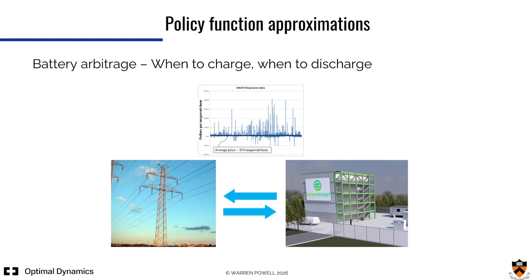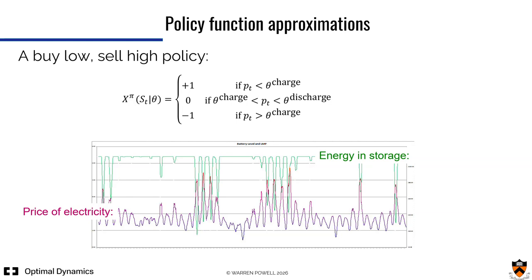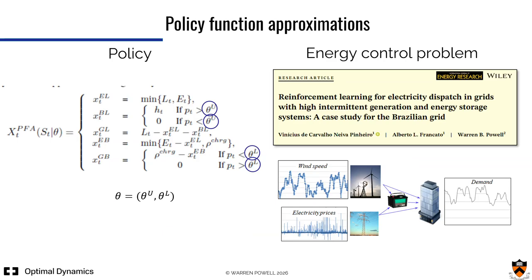Here's a battery arbitrage problem: when to charge, when to discharge. I want to pull energy from the grid when the prices are low, sell it back when the prices are high. I'm going to do that with a simple formula. This is, again, another form of PFA. It's a step function. And you can see in the graph below, when the energy in storage, it's normally at capacity, but every time there's a spike in price, I'm going to sell back to the grid and get that price. I have 2 tunable parameters that I have to tune.